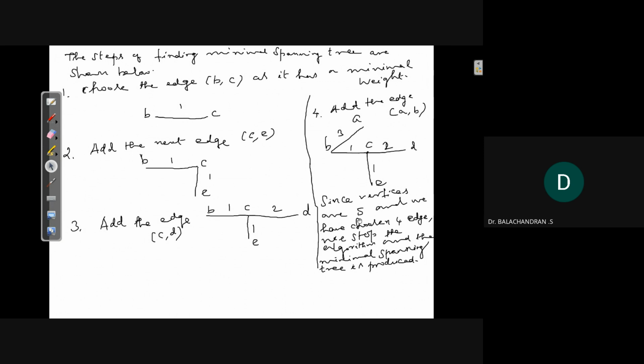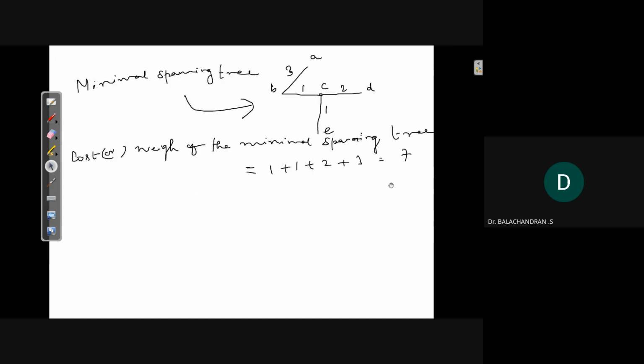Since vertices are 5 and we have chosen 4 edges, we stop the algorithm and this is the minimal spanning tree. What is the weight? 3 plus 1, 4, 5 plus 2, 7. So the cost or weight of the minimum spanning tree is what? It is better to write one. Don't write 7 directly. Write like this: 1 plus 1 plus 2 plus 3 equal to 7, and also this is the minimal spanning tree.